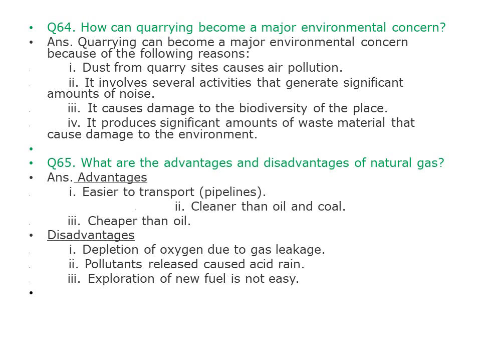What are the advantages and disadvantages of natural gas? Advantages: easier to transport through pipeline, cleaner than oil and coal, cheaper than oil. Disadvantages: depletion of oxygen due to gas leakage, pollutants released cause acid rain, exploration of new fuel is not easy.